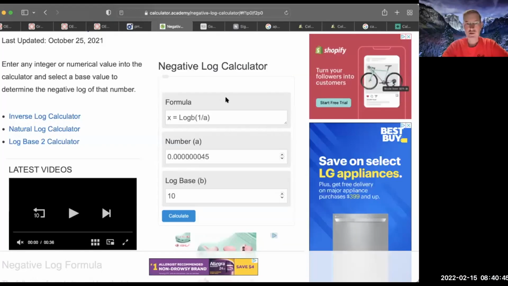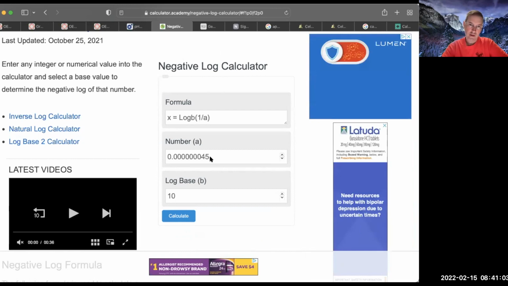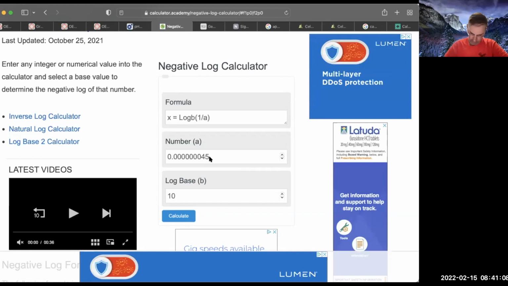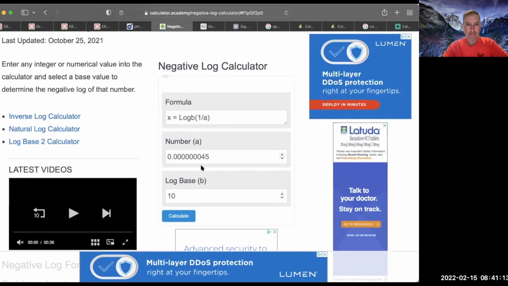All right, so I've just pulled up a negative logarithm calculator. Make sure everybody can see that. There we go. All right. So then I put in that 0.0000000, right? And I just rounded it to 4.5 instead of 4.4 and some change. I just rounded it to 0.45. And then we're going to go negative log base 10. And then I'm going to hit calculate. And this should give me the pH back, right?